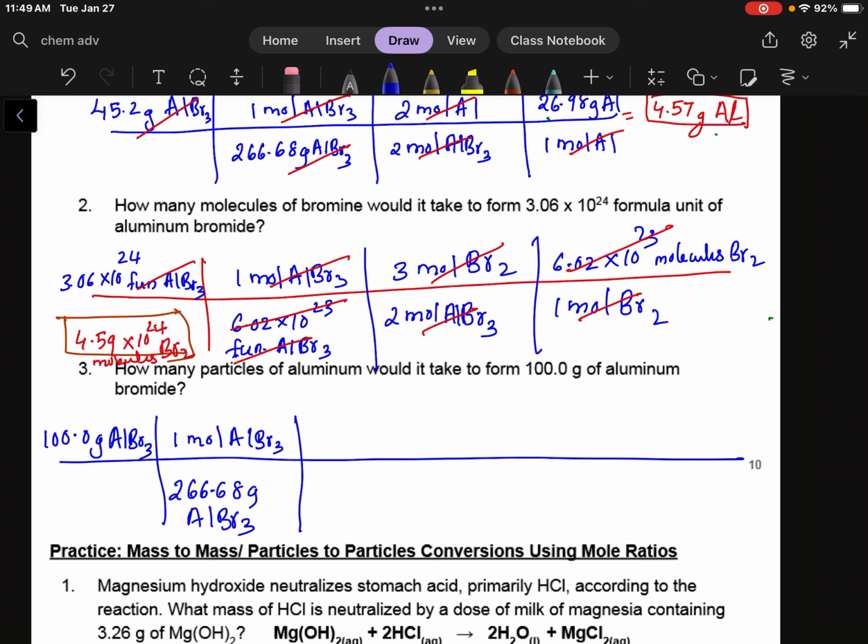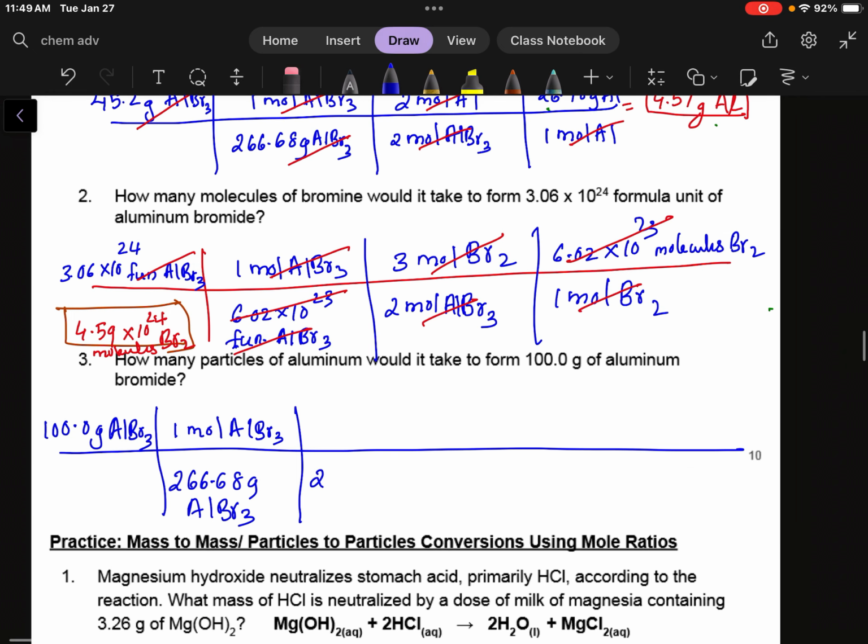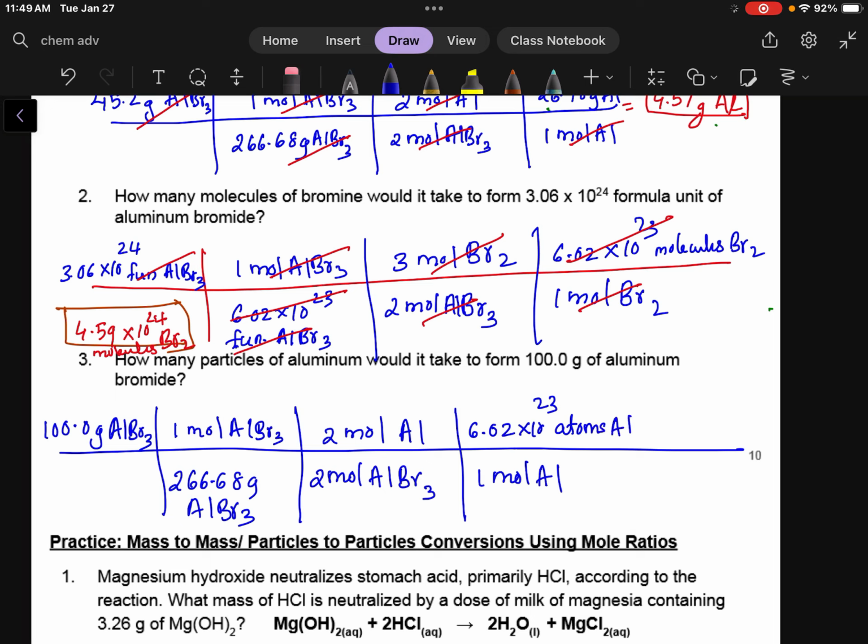Now we are going to find the aluminum. So you will write how many moles of aluminum here? 2 moles of aluminum bromide will give 2 moles of aluminum. We need particles, so you will write 1 mole of aluminum is 6.02 times 10 to the power of 23 atoms of aluminum.